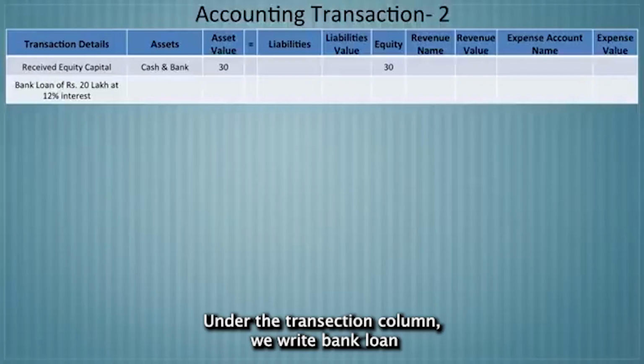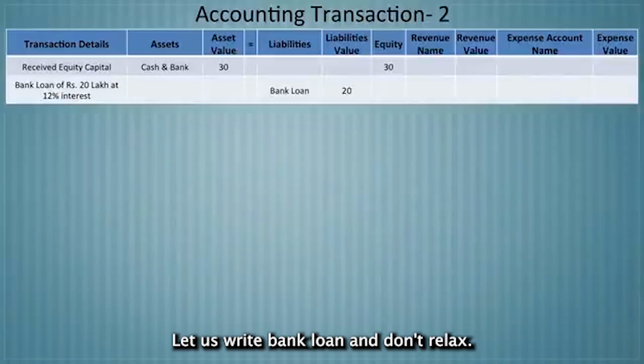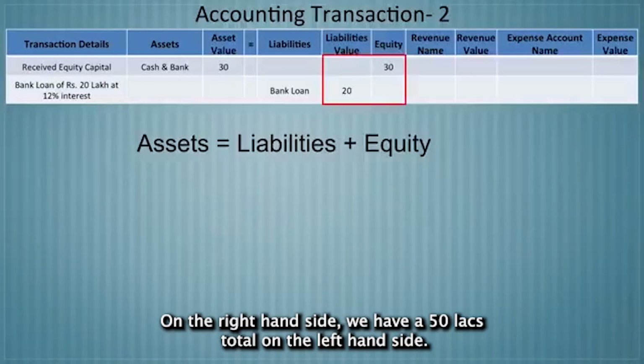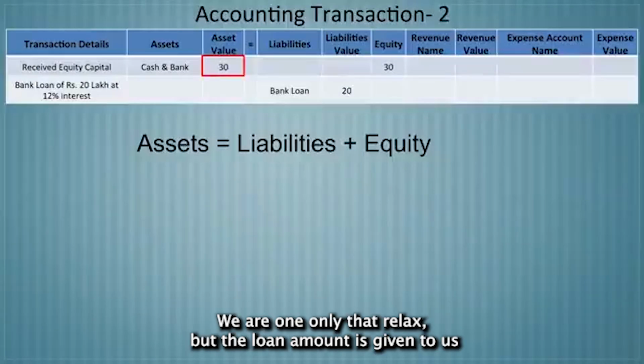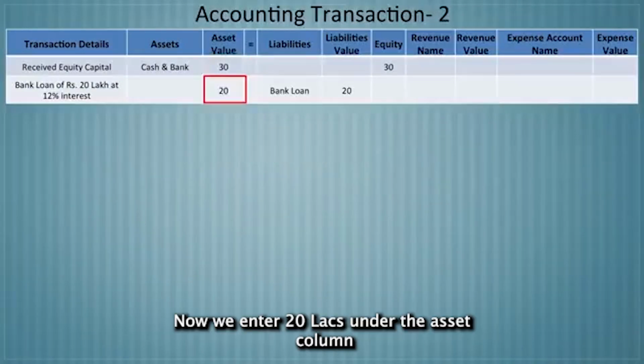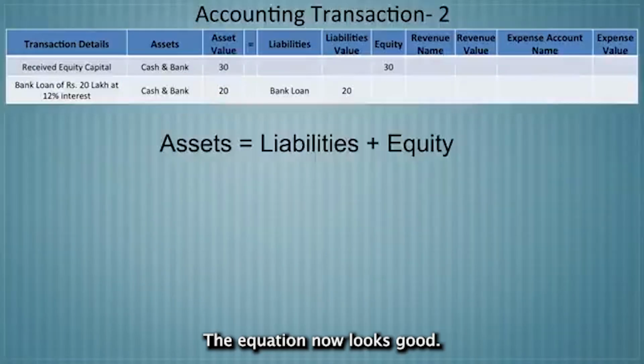Under the transaction column, we write bank loan obtained. Under the liability column, let us write bank loan and 20 lakhs. Again the equation fails. On the right hand side, we have a 50 lakhs total. On the left hand side, we have only 30 lakhs. But the loan amount is given to us and it is in our bank account. Now we enter 20 lakhs under the asset column and write cash and bank under the asset name. The equation now holds good.